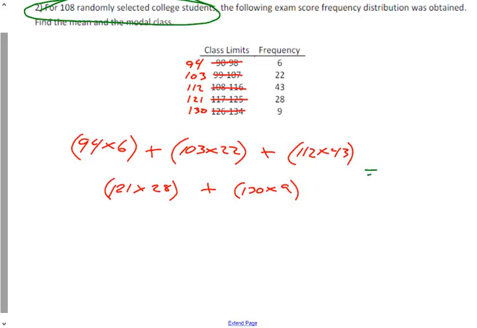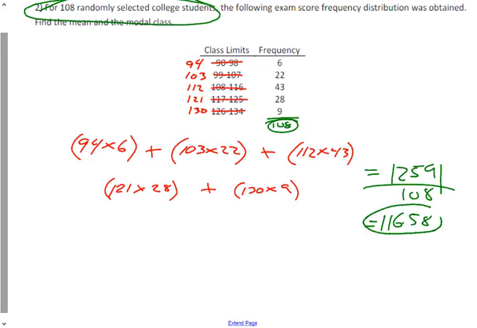I get that this adds up to that. Now I need to divide by the total. Well, the total is 108. So I'm going to take this and divide it by 108 so I can get my average. And the average score on this test was 116.58.